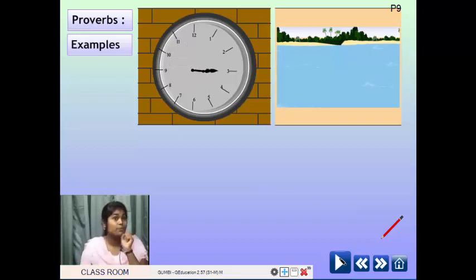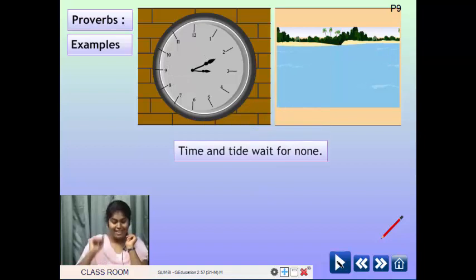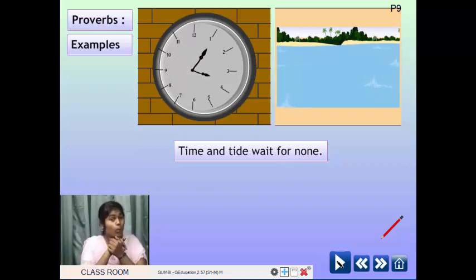Now let's find a proverb. What is a proverb which connects these two? Time and tide wait for none. Write down, children. Time and tide wait for none. Will you repeat it once? Say it out. Time and tide wait for none.